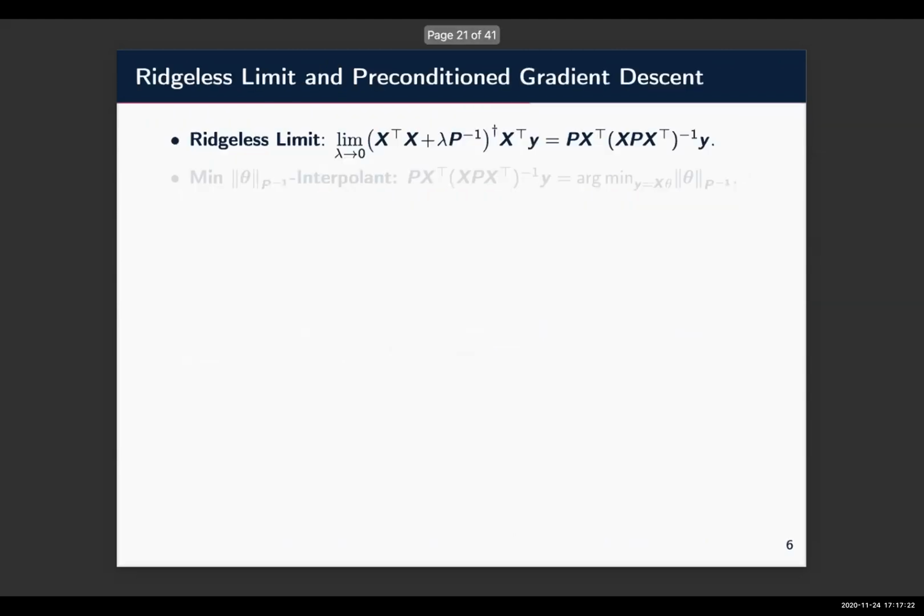Okay. So previously, we looked at the optimal explicit regularization, or ridge regression. Now we're going to take the limit of 0 regularization, so the model interpolates the training data. And we're going to analyze how the weighting matrix contributes to the implicit regularization. A simple observation is that if you have a positive definite weighting matrix P inverse, I'll clarify in a bit why we take the inverse here, then you're going to end up with the minimum P inverse norm interpolant.